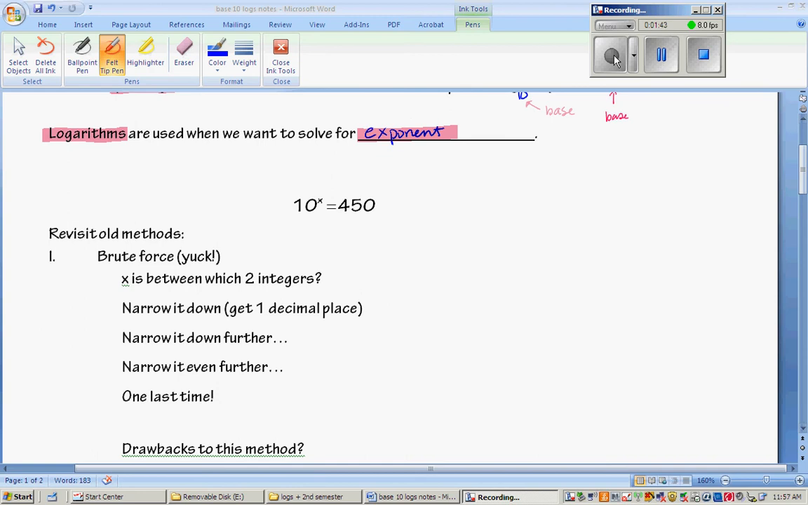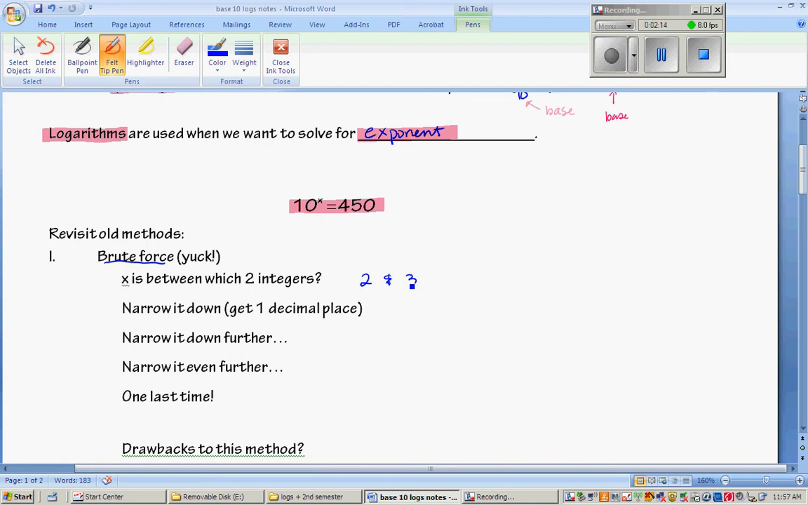We're going to learn why logs are amazing. We're going to revisit some old methods. If we have 10 to the x is equal to 450, we have a couple of methods at our disposal, and some are better than others. Brute force was one of the ones we learned. If we look, x is between what two integers? It's going to be between 2, since 10 squared is 100, and 3, which is 1,000.